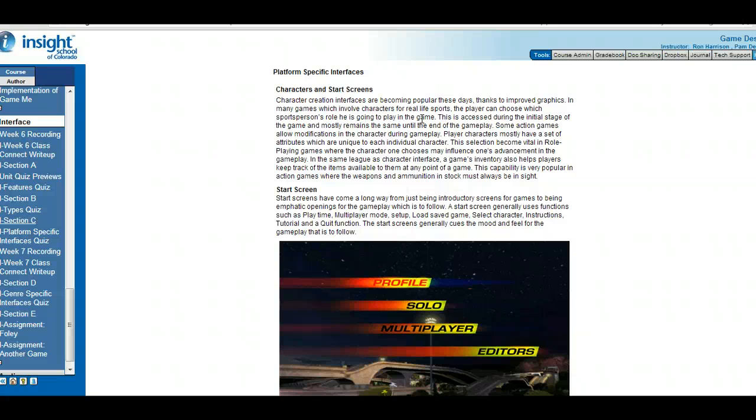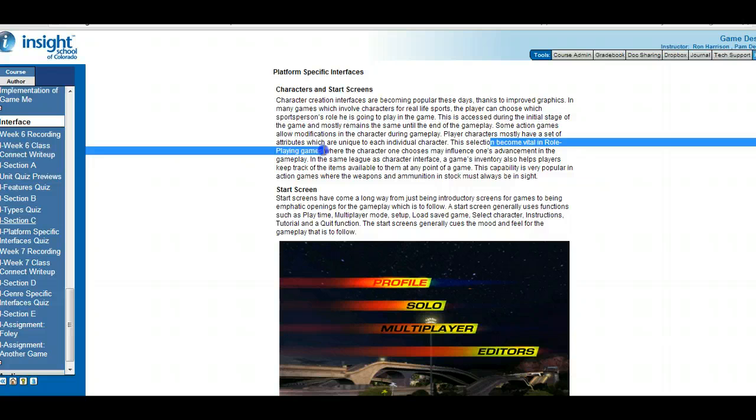Like my son plays a basketball game and he gives himself, as a basketball player, particular skills, like shooting skills, jumping skills, things like that. So there are lots of ways that you can create different attributes. And this really becomes vital in role-playing games, because the way you create yourself determines how well you're going to do in the game and how you're going to succeed, right? So this is all about character creation.